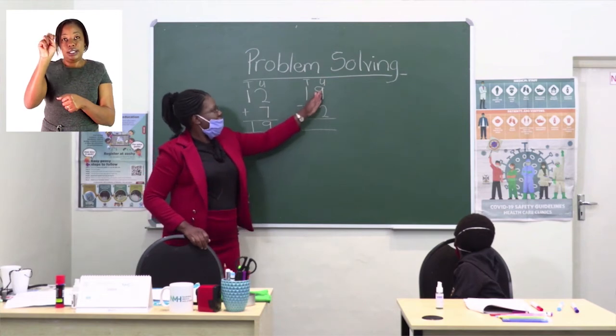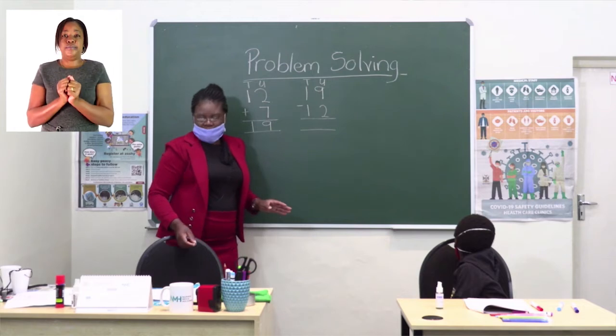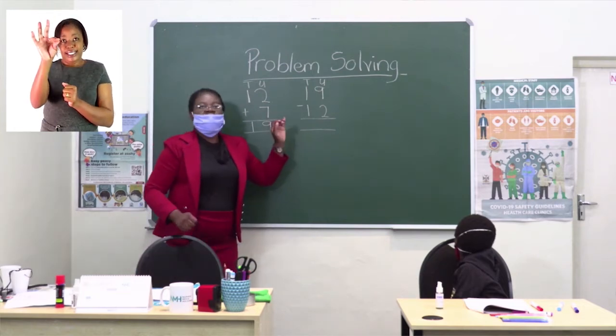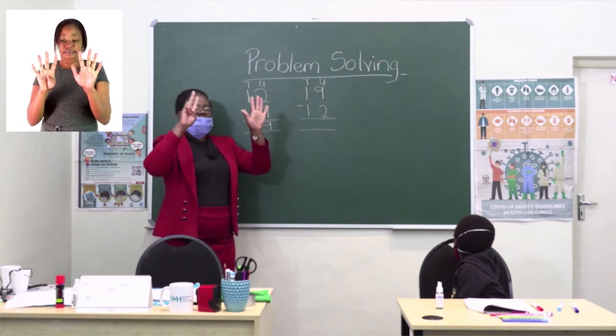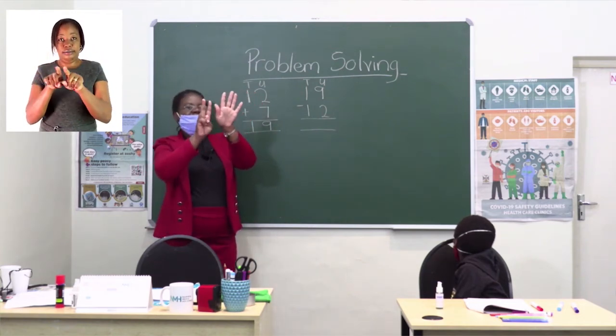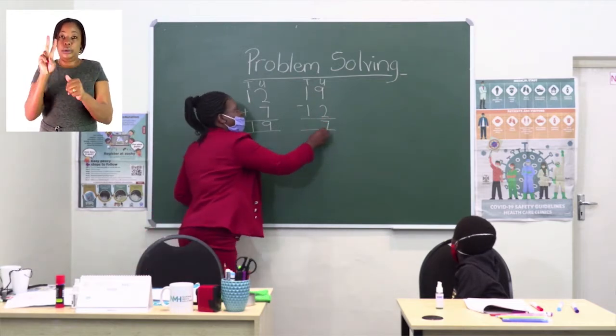So now you have your 9 and your 2 in the units. Now you take away 9, take away a 2. You can just use your fingers quickly. 9, take away 2. You fold 2 fingers. And how many is left here? That is 7. So your answer here will be 7.